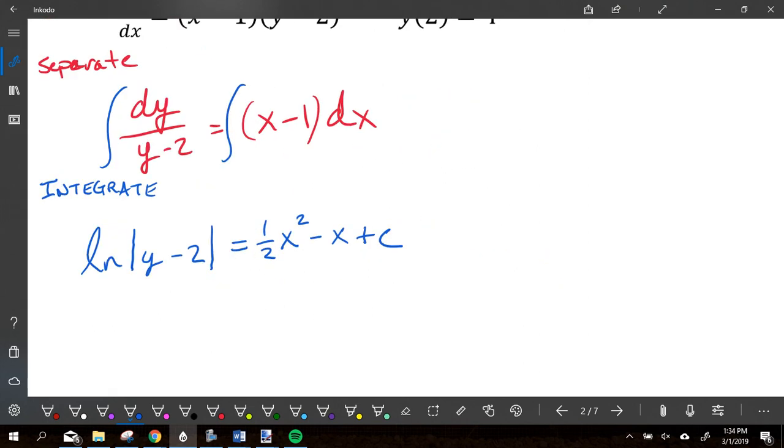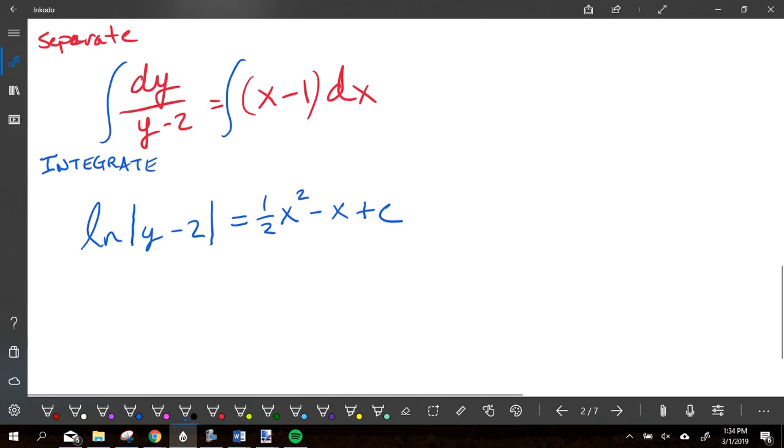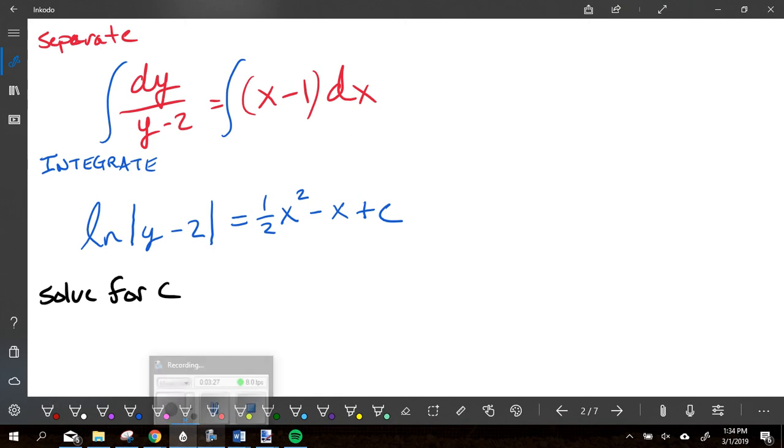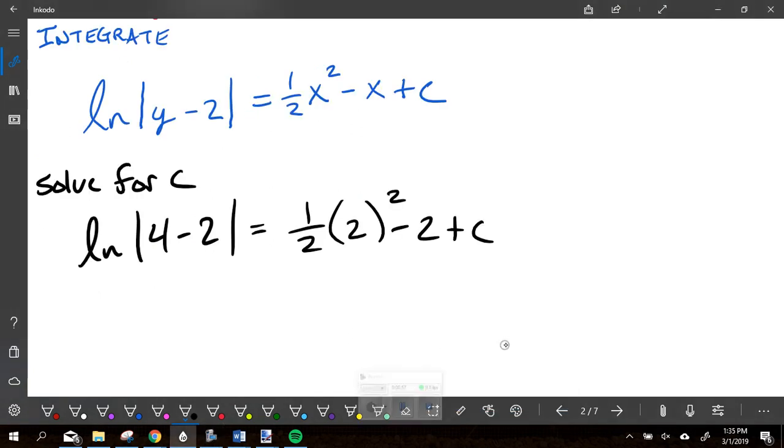We separated. We integrated. I'm done with the calculus. As soon as you get past step 2, you're done with calculus. Now all you have left is algebra. We separated. We integrated. Now we are going to solve for C. Do that. Plug in. Get a C. So we are solving for C.